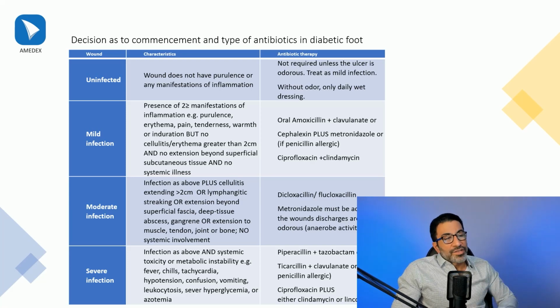They have actually divided diabetic wounds into 4 categories. And they have explained the characteristics of each category and antibiotic therapy of choice for each category. Okay, first category is uninfected wounds. And let's go through the characteristics together.